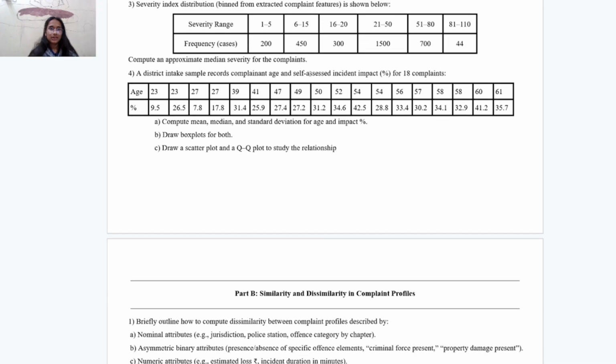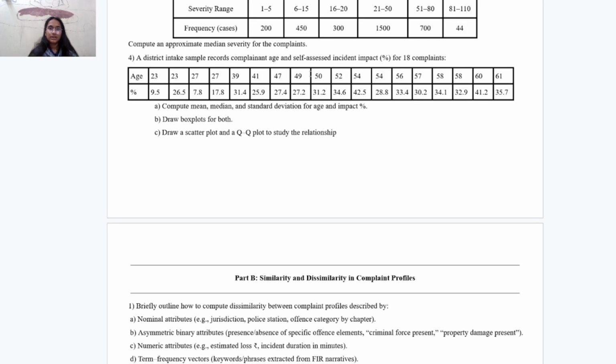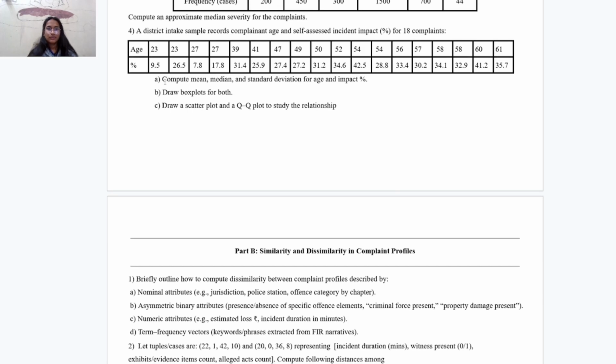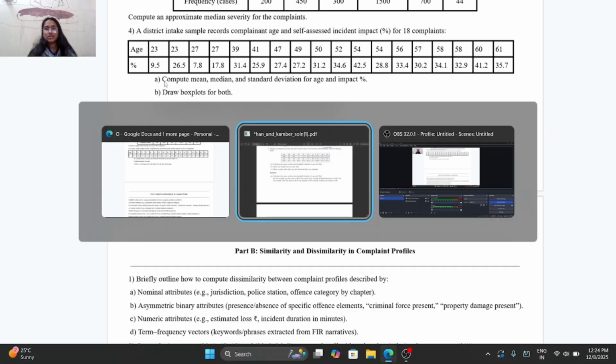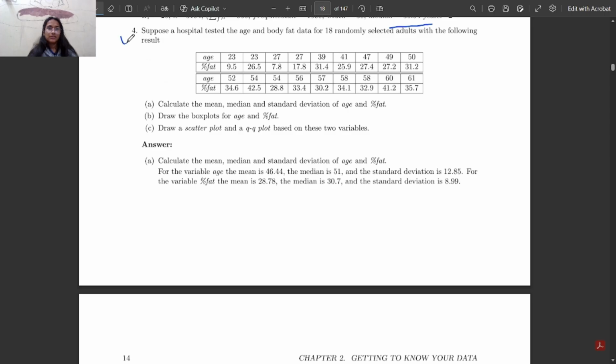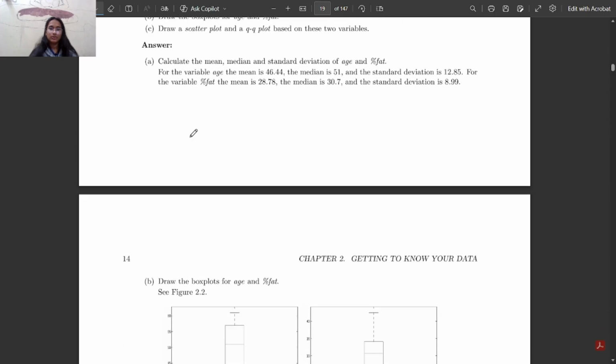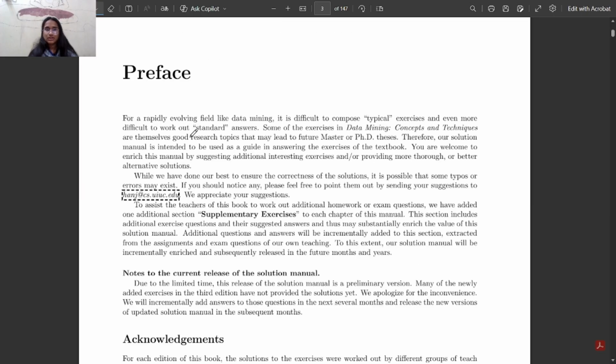Last question of this section. A district intake sample records complainant age and self-assessed incident impact percent for 18 complaints. So here the data is given. We have to compute mean, median, and standard deviation for age and impact percentage. Question number 2, we have to draw the box plot for both. Then draw a scatter plot and a QQ plot to study the relationship. So basically for this question, we need to calculate mean, median, standard deviation.